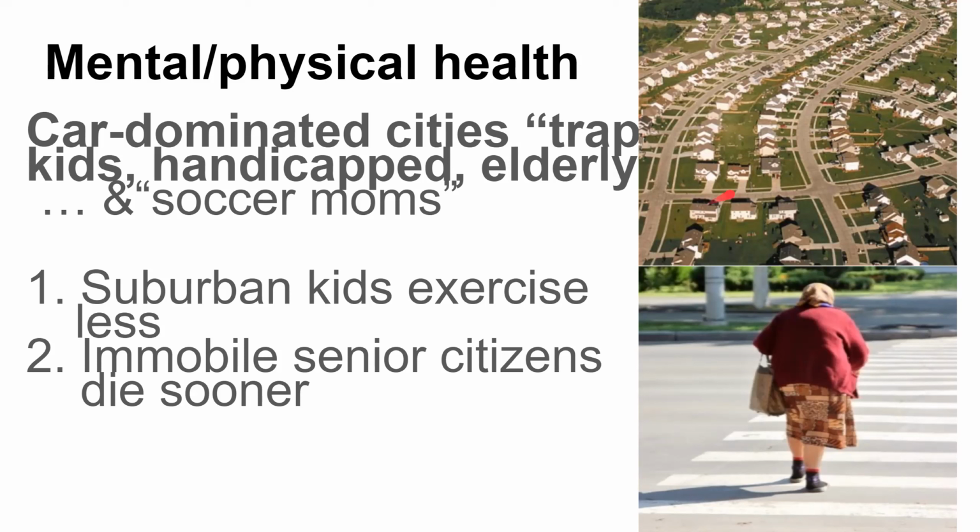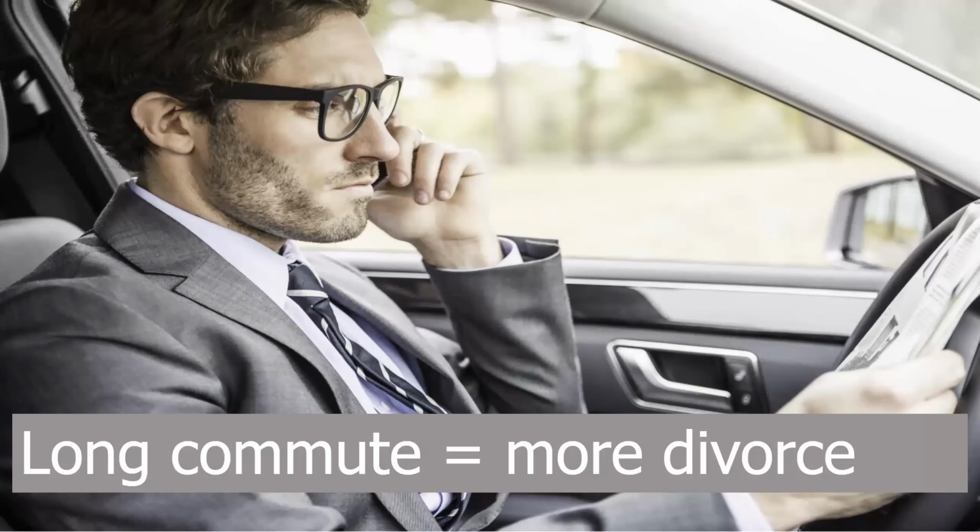According to research, people who live in these kind of suburban areas, the kids exercise less. Also, research shows that senior citizens who live in this kind of segregated area where they can't walk around, they can't see people, they will die sooner. They have shorter lives. Also, long commutes equals more divorce. Why?